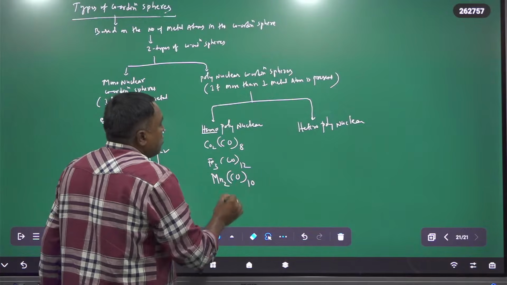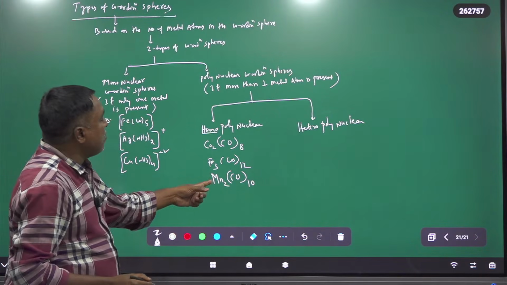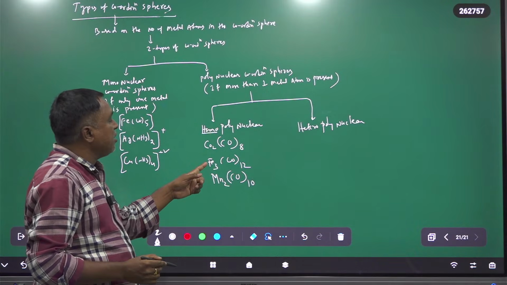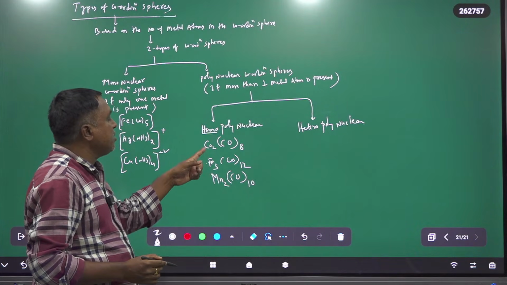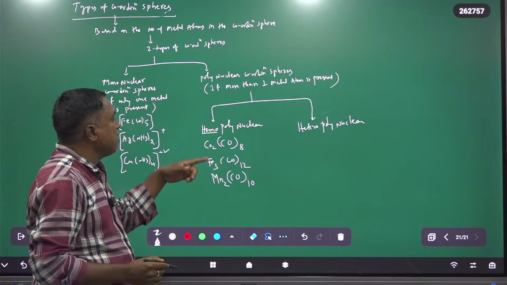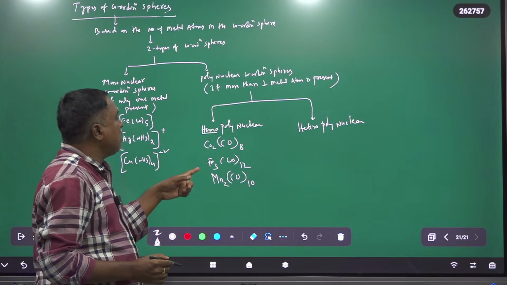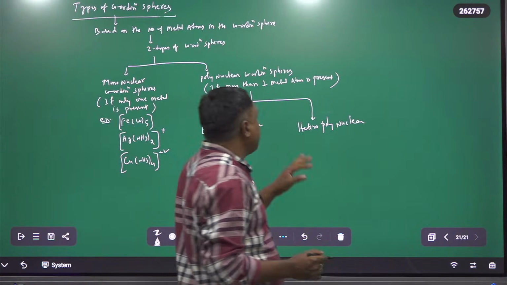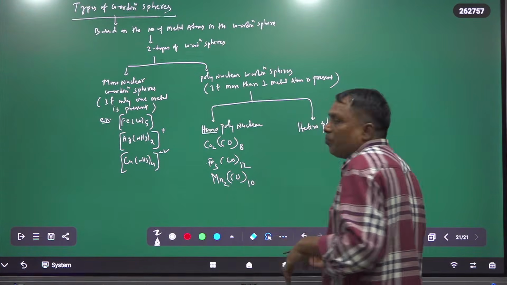Mn2(CO)10. In this we have the same 2 manganese atoms. In this there are 3 same iron atoms. In this there are the same cobalt atoms. Therefore they all are under homo-polynuclear compounds. And the other type is the hetero-polynuclear compounds.